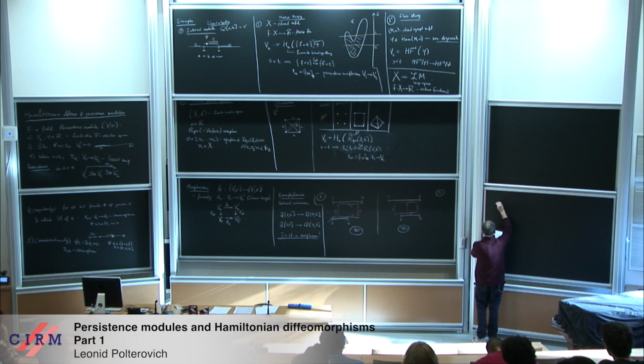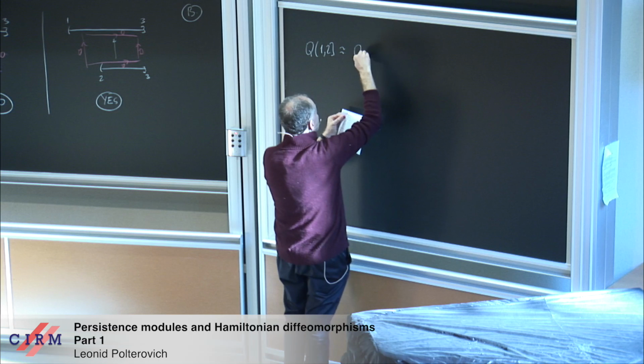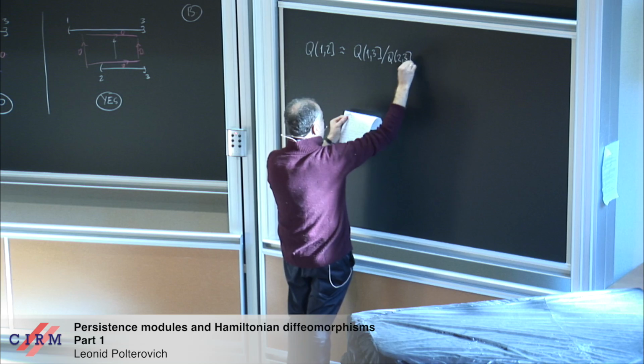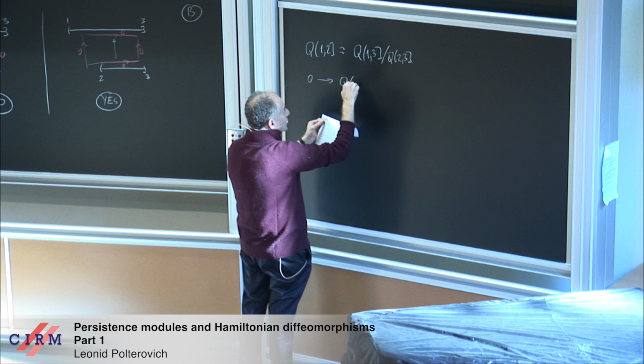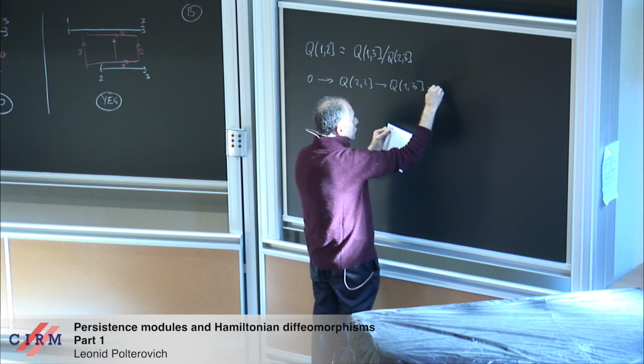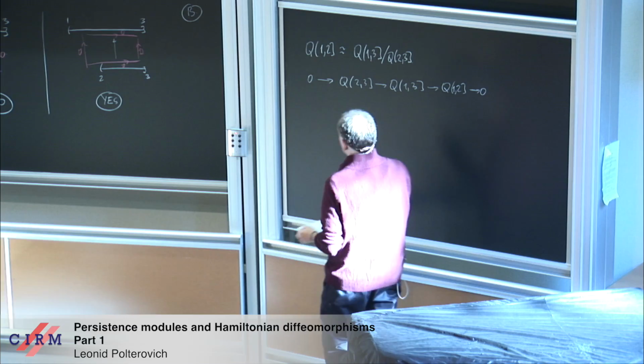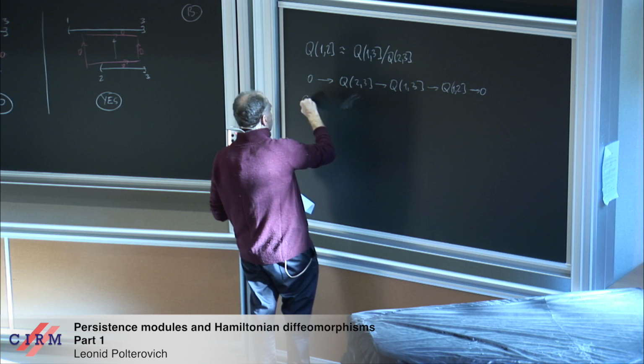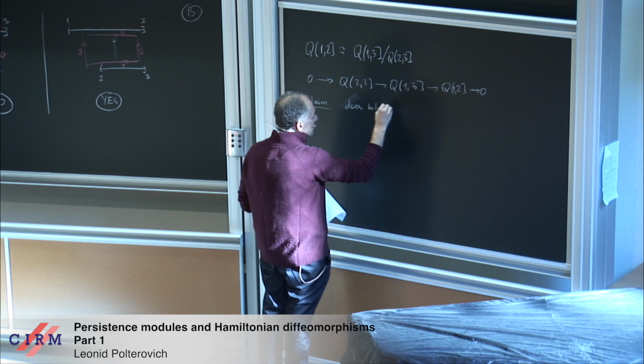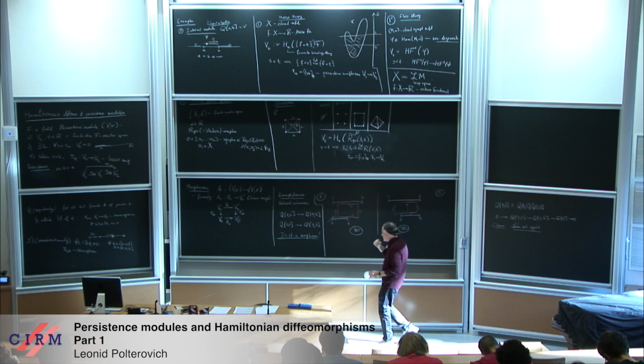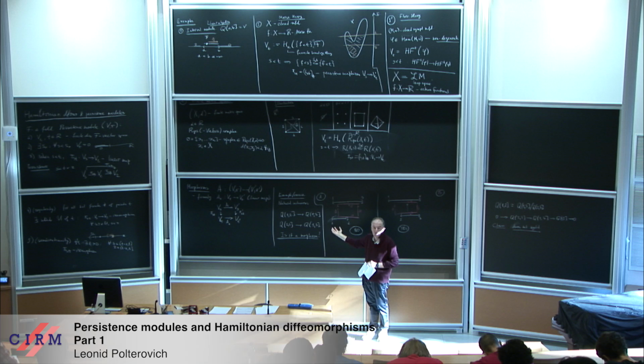On the other hand, of course, Q of 1, 2 is a quotient of Q of 1, 3 modulo Q of 2, 3. So this means that you have an exact sequence: 0 to Q of 2, 3, to Q of 1, 3, to Q of 1, 2, to 0. This exact sequence does not split. Claim: it does not split. The actual reason you've seen here is that Q12 is just not a submodule. If it were a submodule, then you would of course have a direct sum decomposition.